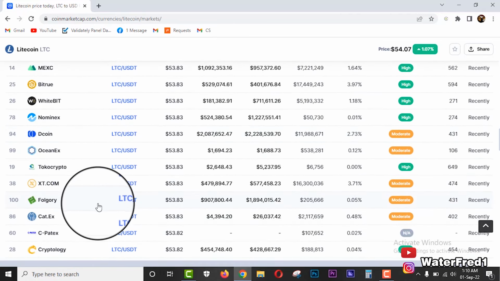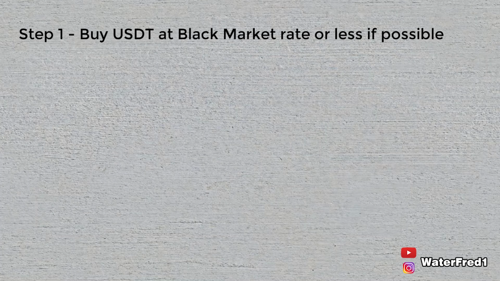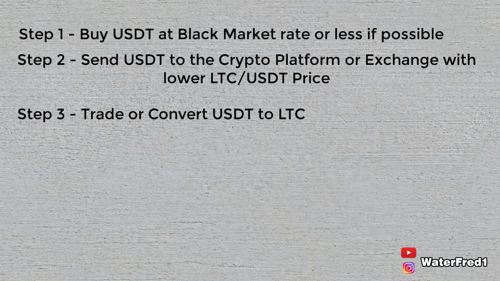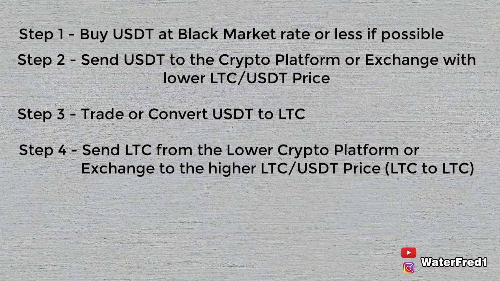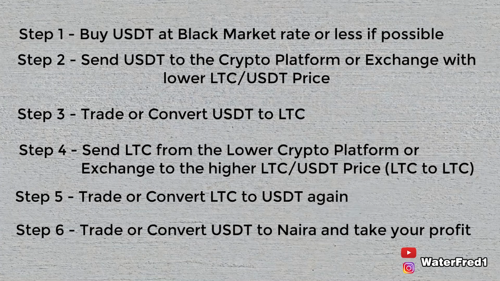Let's say you have USDT on Binance, you can just transfer USDT to this cat.ex. Now guys, pay attention here. When you have USDT in the platform that has the lower exchange rate, that is selling lower, you trade USDT to LTC. You convert that USDT to Litecoin, and then send that Litecoin from the platform of lower exchange to the platform that has higher exchange, LTC to LTC. And now you have LTC at the higher exchange. Then you convert it again to USDT. That way your USDT is going to become higher, and then you sell and make your profits.